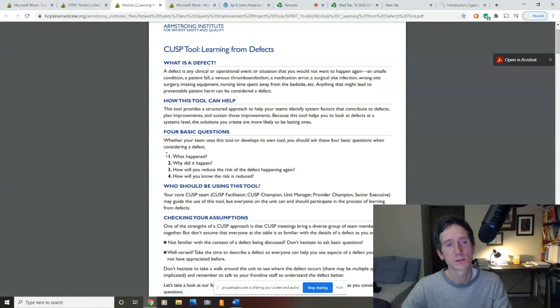4 basic questions. So this document is incredibly cool because it's interactive, and I'll scroll down to it below. But it asks these 4 basic questions. So what happened when there is an issue with a defect? Why did it happen? How will you reduce the risk of it happening again? And how do you know that the reduced risk happened? So you got to be able to measure it somehow.